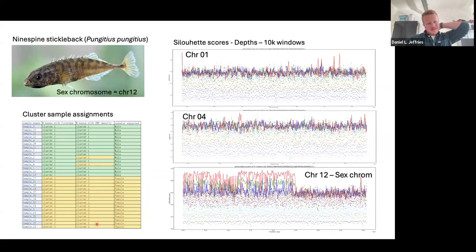The model using SNP density got it right, except for 2 individuals, which ended up being low coverage individuals. And that makes a lot of sense because you can't call SNPs when you have very low coverage. And so individuals with low SNP density look like females.